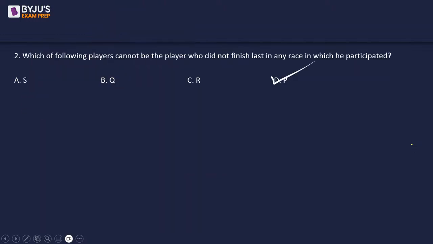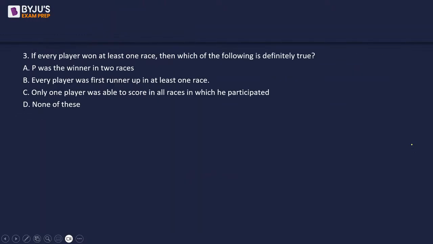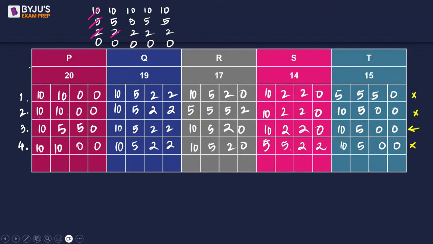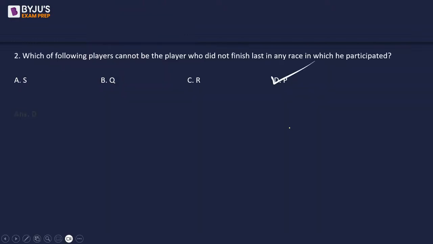Okay, so which of the following is definitely true? P was the winner in 2 races. No, everyone got 10 once, so how can P get 10 twice? He cannot be the winner twice. Every player was first runner up in at least one race. So every player must get 5. We can see that S never gets a 5. He is not the first runner up. So this also became false.